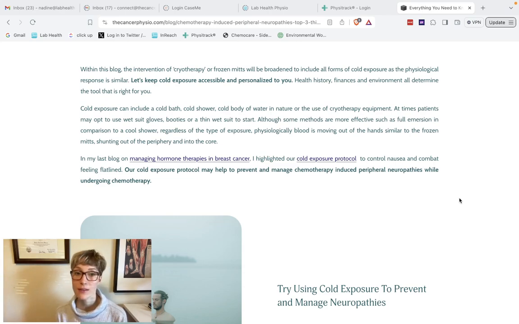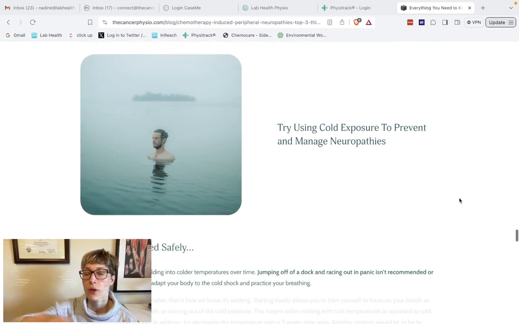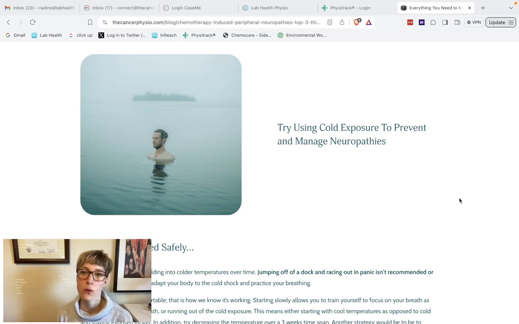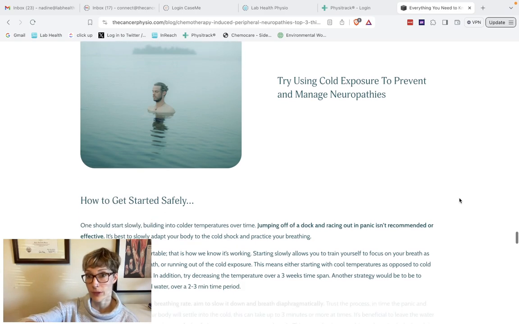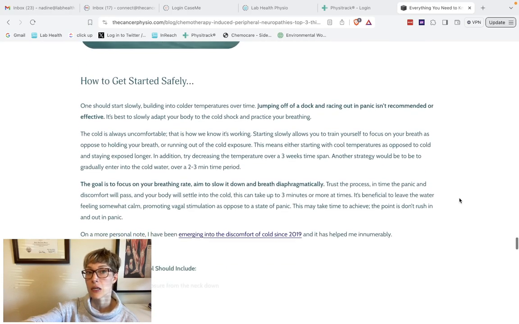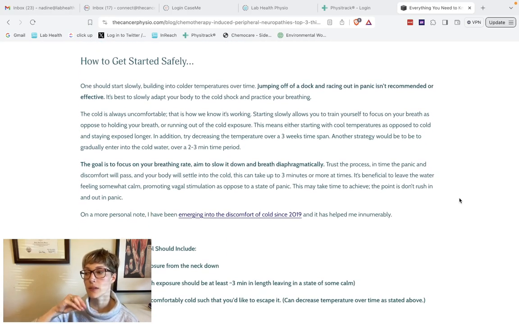I'm even going to say that sometimes patients can wear little booties or gloves if they're starting out and finding that there's just a little too much discomfort. There are ways to make this accessible over time. So we are unpacking this idea of using cold exposures to prevent, but also to manage chemotherapy-induced neuropathy. So this is really looking at doing this practice maybe while undergoing chemotherapy or leading up to it.